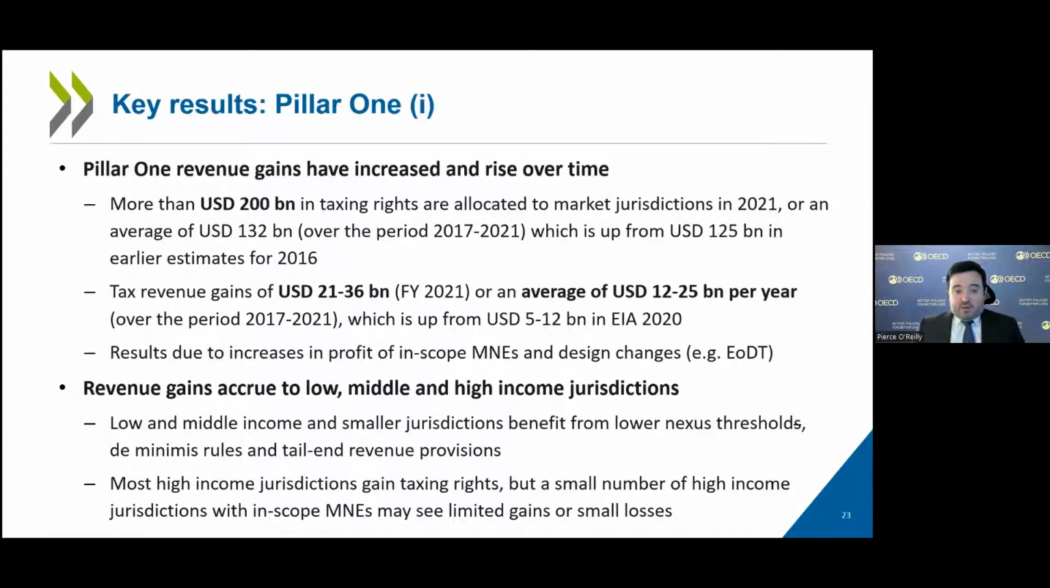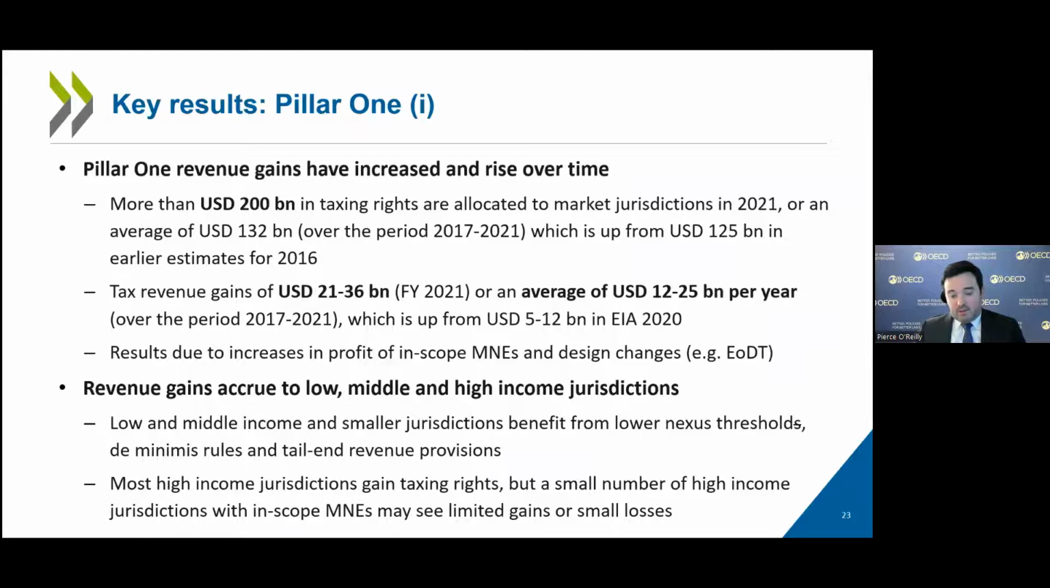This allocation results in, we estimate, somewhere between 20 and 35 billion in tax revenue gains. And I'll talk about why that is a little bit more. But broadly speaking, those revenue gains come from the fact that taxing rights over profits are essentially being shifted from jurisdictions that are relatively low tax to jurisdictions that are on average a little bit higher tax. So when that shifting happens, when that allocation happens, that means there are revenue gains.